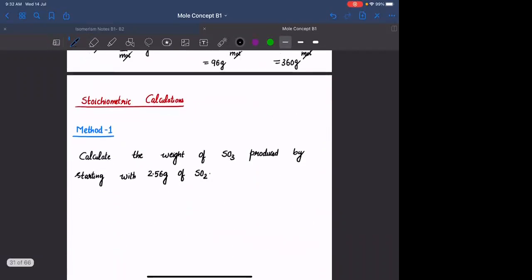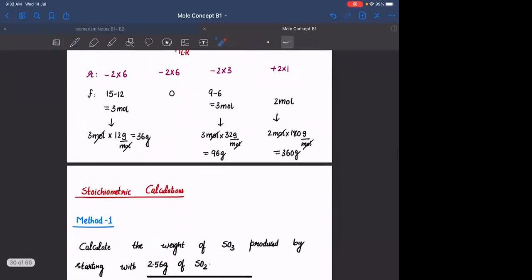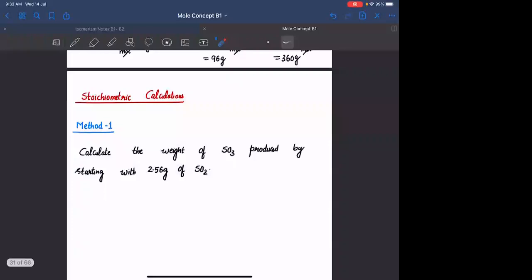Yeah. Next, stoichiometric calculations. In general, you won't be given equations like this. You will be given some statements. From the statement, you need to form the reaction. Once you form the reaction, you can proceed with the question. Okay. Stoichiometric calculations. See the first question.